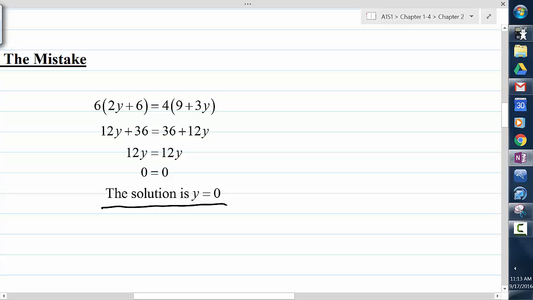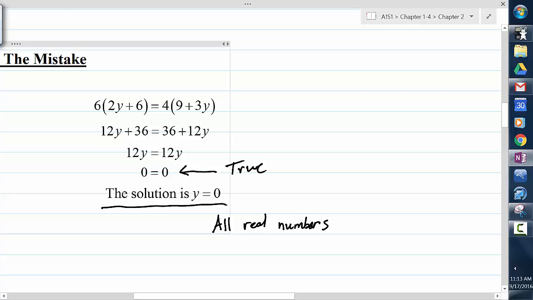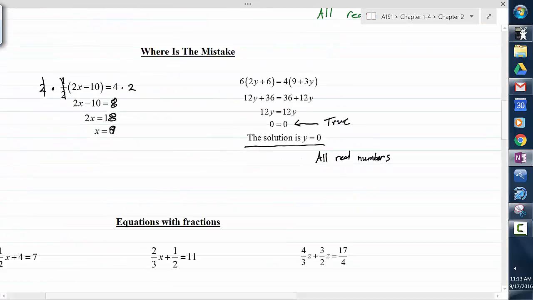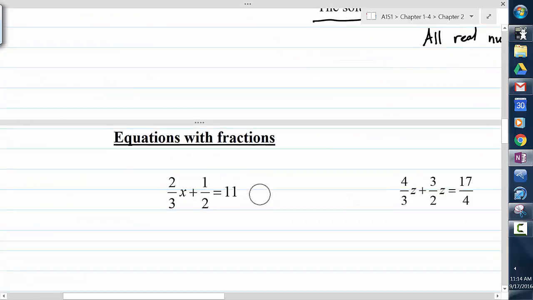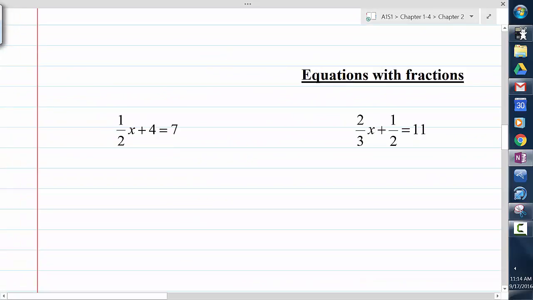With the mistake being in the solution, the reason why is because remember how I said that this right here is a true statement. So if that's a true statement, the solution is not y equals 0. The solution is all real numbers. So we'll do more of those as time goes on. We can actually discuss solving equations that have fractions in it.